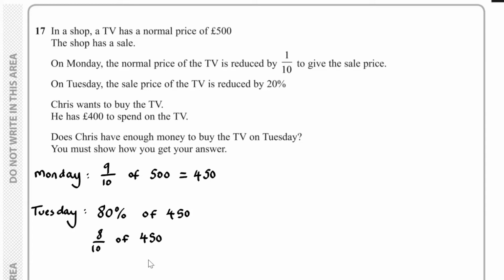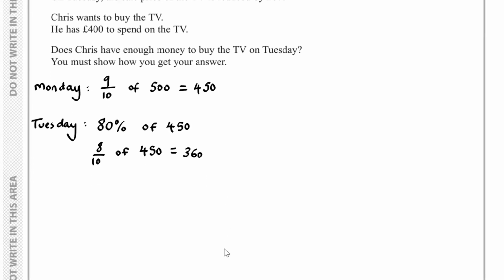Okay, so this here is 360. So he's got £400 to spend, and because this £400 is greater than this 360, we can therefore conclude that Chris has enough money. Okay.